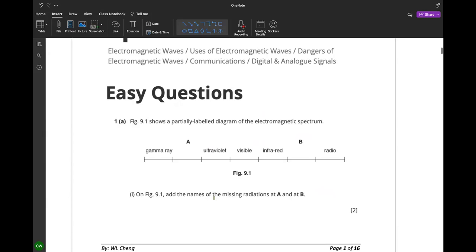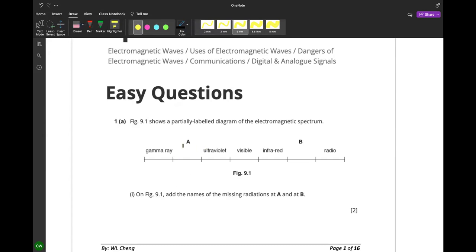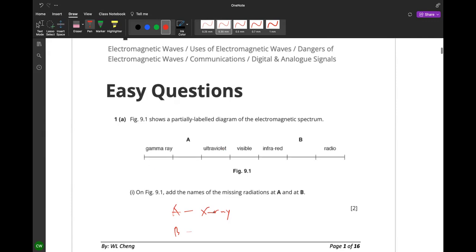Okay, what is between this and this? What is A? X-ray, correct. Between ultraviolet and gamma ray is X-ray. In between radio wave and infrared, what is B? Microwave. You have to memorise these: radio wave, microwave. This is microwave.